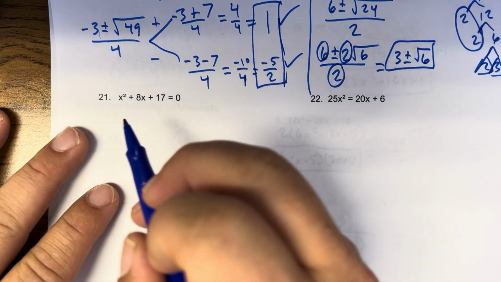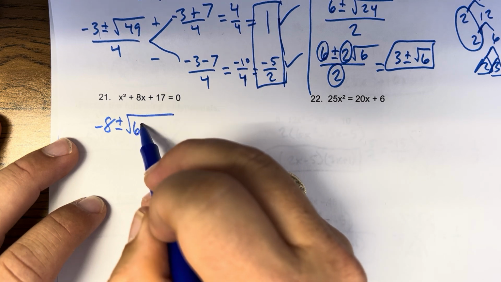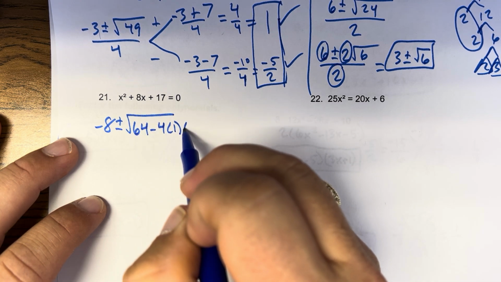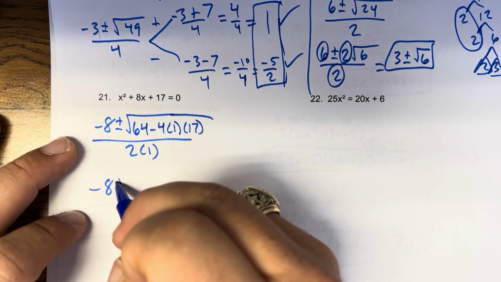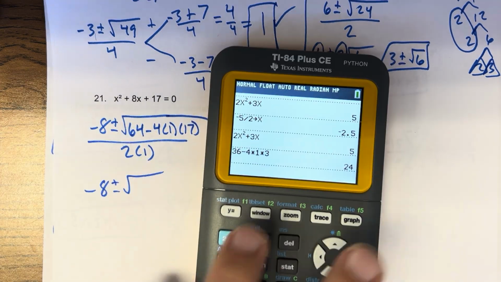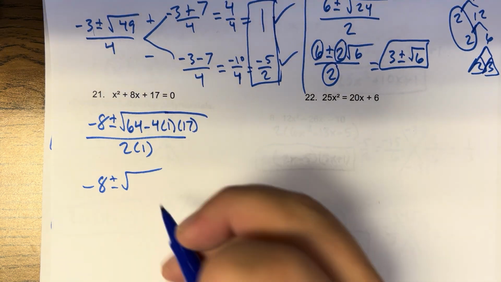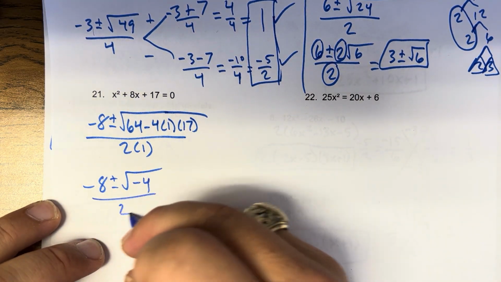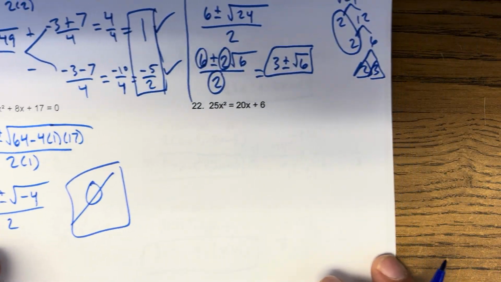Number 21, we're going to have, again, it's in order, so negative 8 plus or minus square root of 8 squared is 64, minus 4 times 1 times 17, all over 2 times 1. So 64 minus 4 times 17 is negative 4. Because it's negative under the radical, for right now, the answer is no real solution.